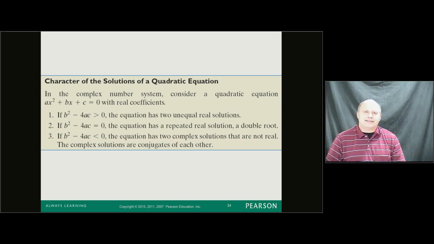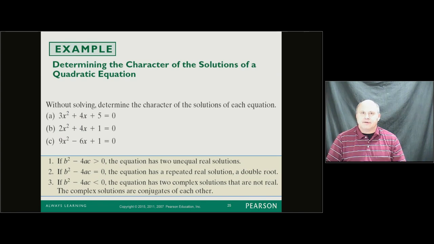Okay? And this kind of nails it down right here, the character of the solutions of a quadratic equation. When the discriminant is positive, you'll get 2 unequal real solutions, which means you'll get 2 x-intercepts. When b squared minus 4ac equals 0, then that means you'll get a double root, just one repeated real root, which means 1 x-intercept, which basically means the vertex lies on the axis. And if it's negative, the third one, then you don't get any real solutions. They're complex, which equates to saying there are no x-intercepts for that quadratic function on the graph.